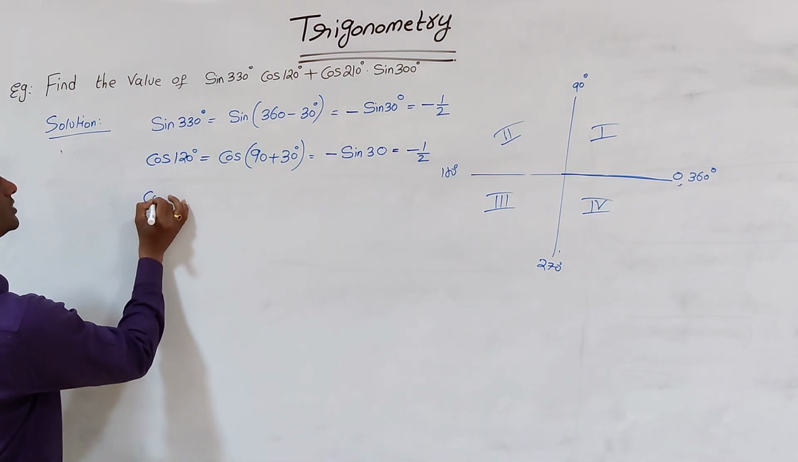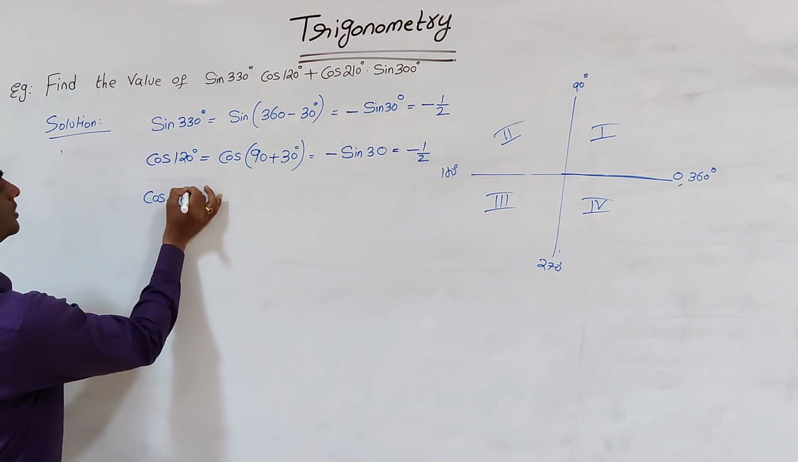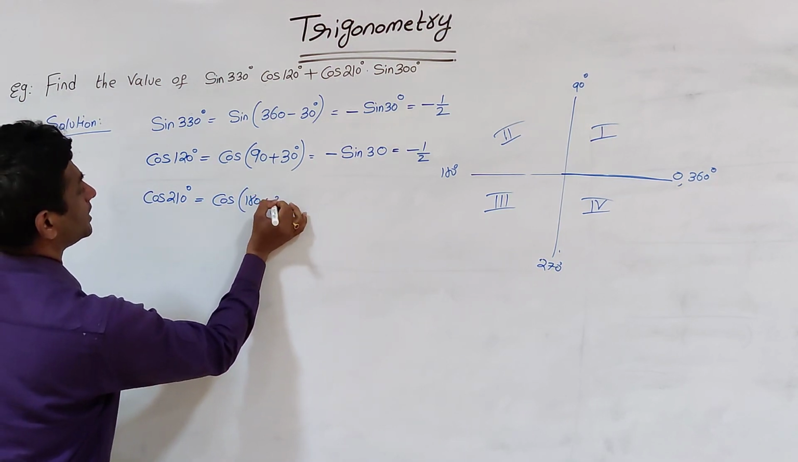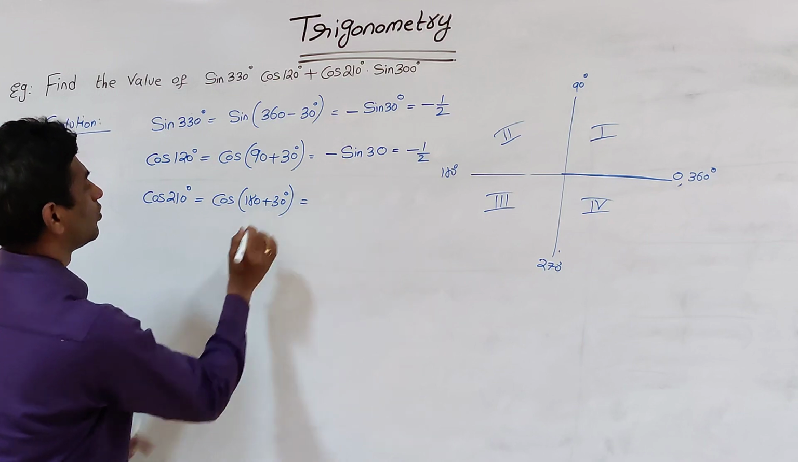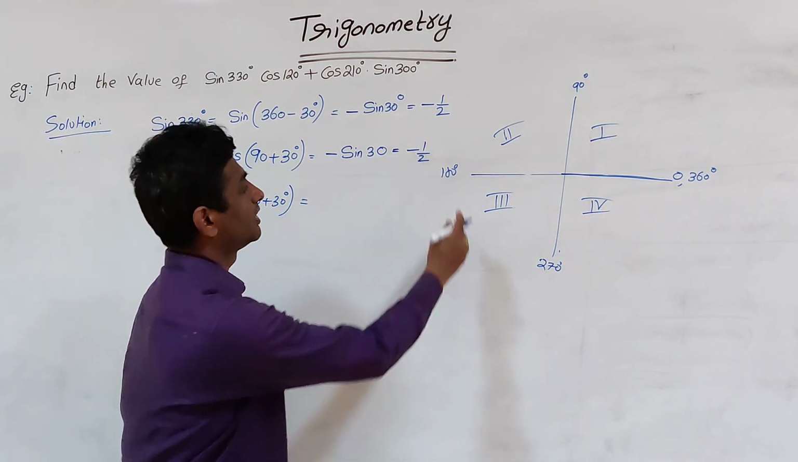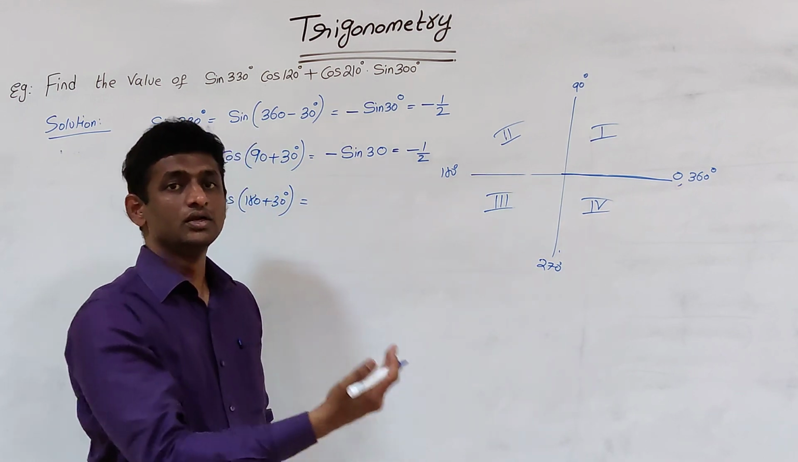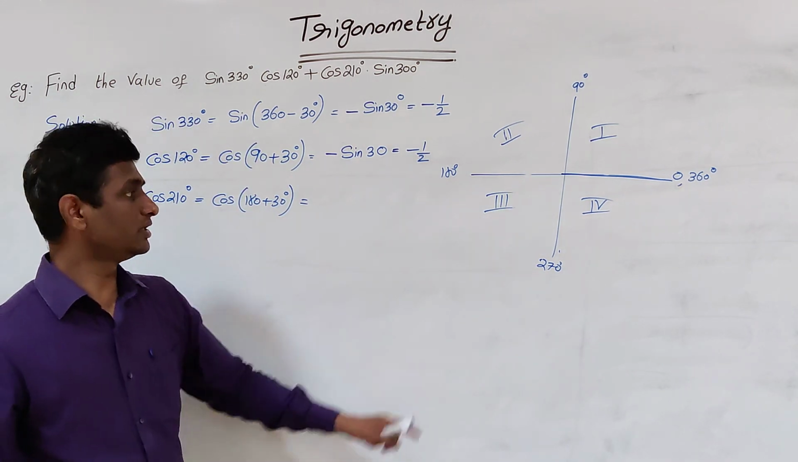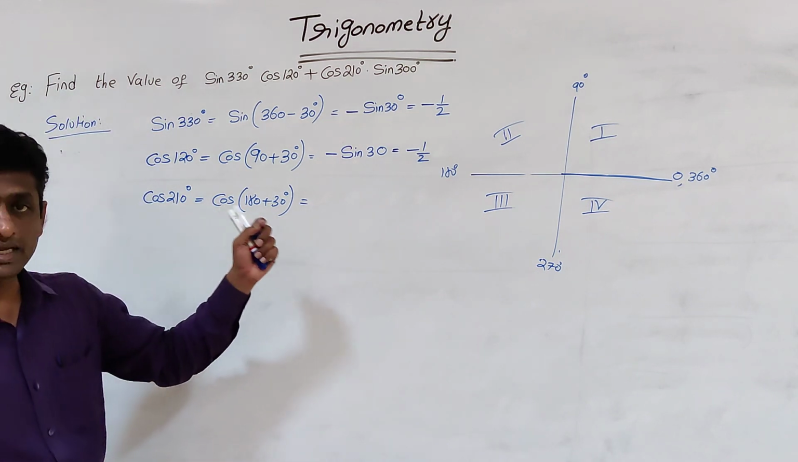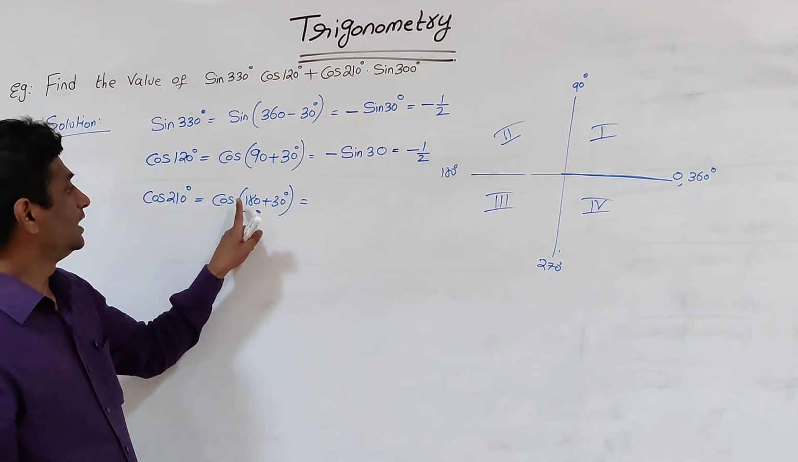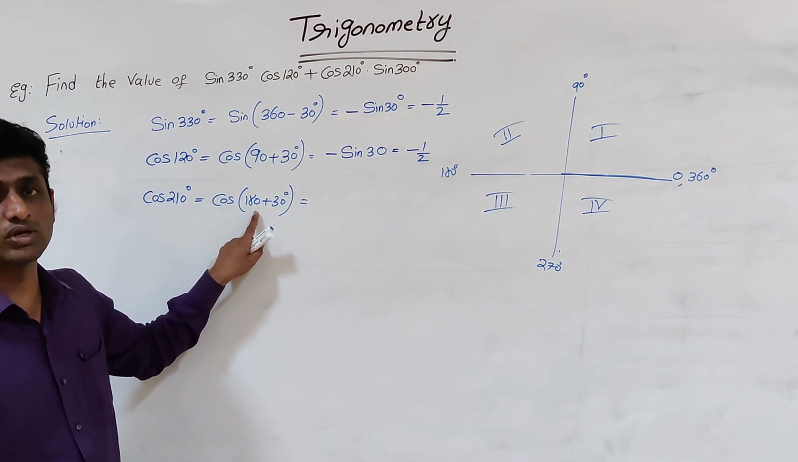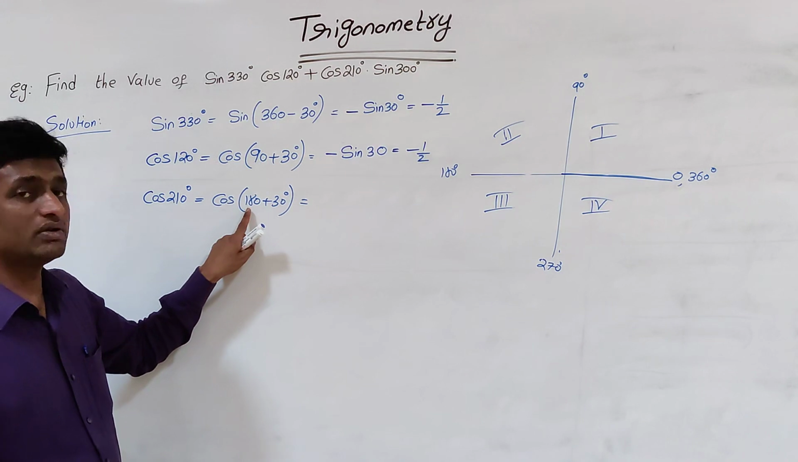Coming to cos 210 degrees. That can be written as cos of 180 plus 30 degrees. 180 plus 30 means it lies in the third quadrant. We are adding some angle to 180, so it lies in the third quadrant. In the third quadrant, cos will have a negative sign. And it is an even multiple of 90 degrees, because 180 can be written as 2 times 90. So it is an even multiple of 90.